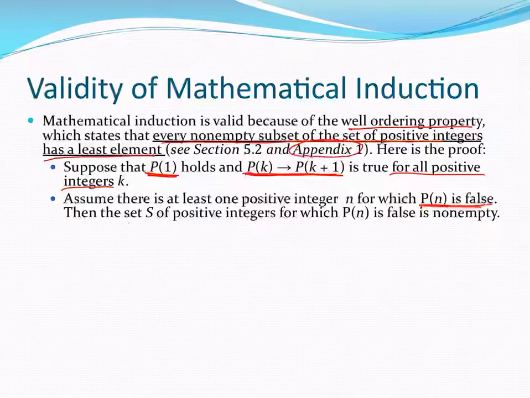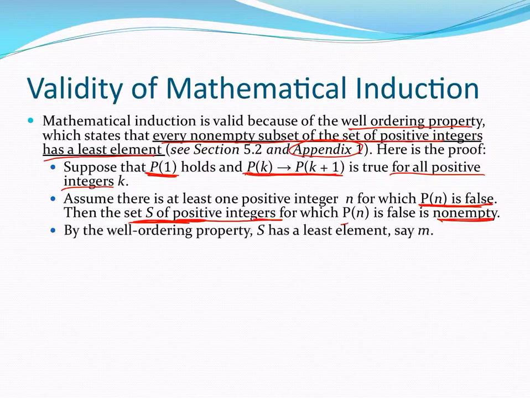I'm assuming the left half of the implication, the conditional, is true, and I'm assuming the right half is false. And if it's false, there's a set of positive integers for which P of n is false. In other words, that set is non-empty, and we can apply the well-ordering property to that set. It has a least element. We're going to call it M.